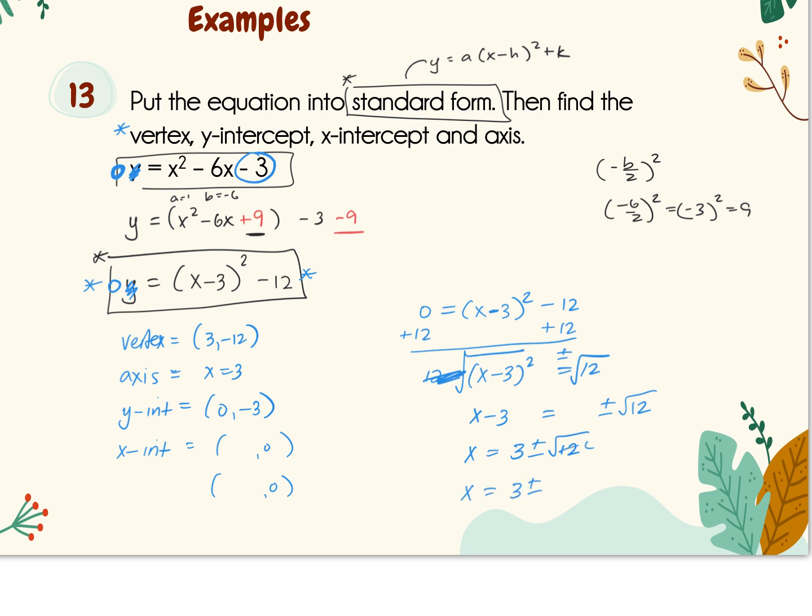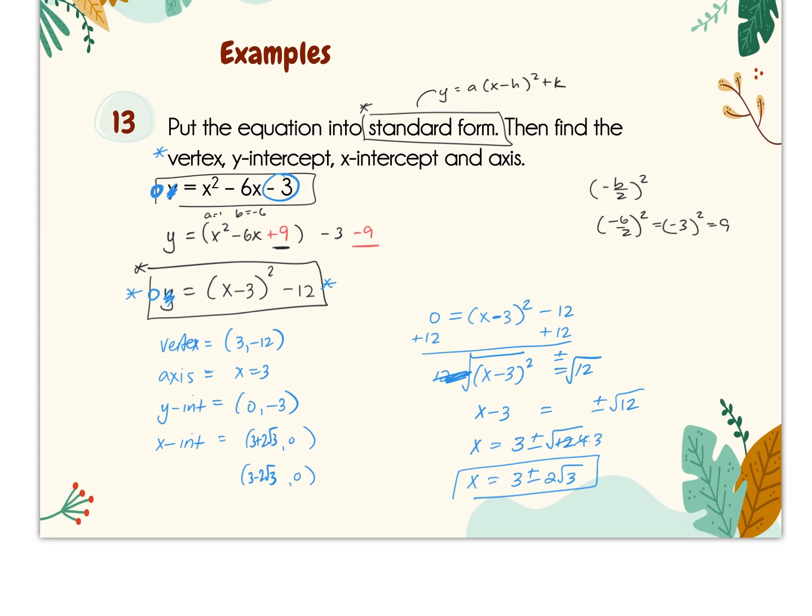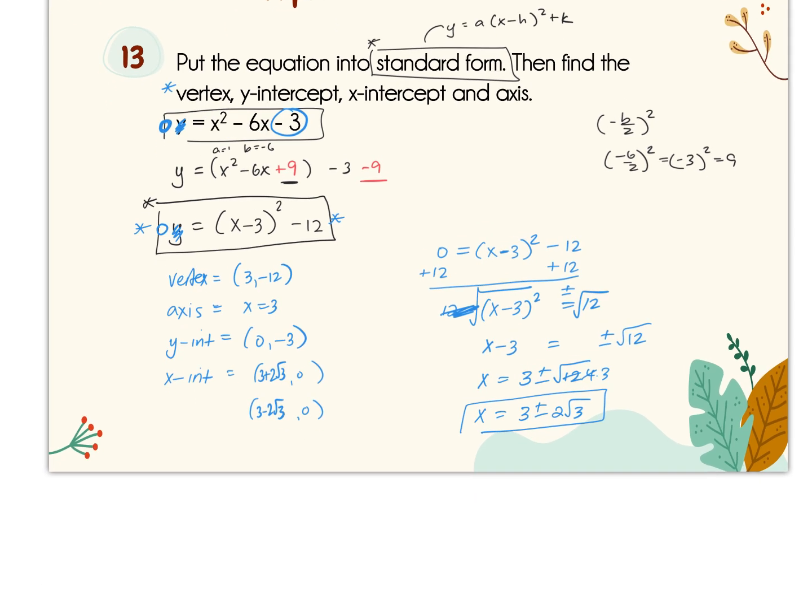I know 12 is 4 times 3, and I know that 4 has a square root of 2. So my x-intercepts are (3 + 2√3, 0) and (3 - 2√3, 0). So that's the location where it crosses the x-axis. Again, you could also do 3 plus or minus 2√3, 0, and you could lump them into this one, okay, because I know that that's really 2 coordinates.